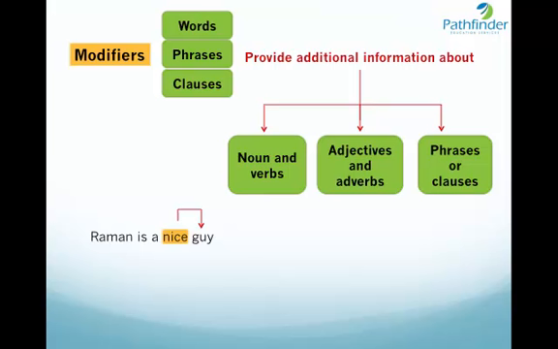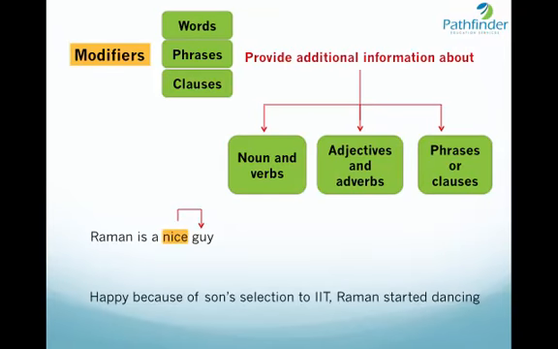Let us take another example. Happy because of his son's selection to IIT, Raman started dancing. If you look at the first part of this sentence, happy because of his son's selection to IIT, this group of words provides additional information about Raman. Therefore, these words modify Raman.